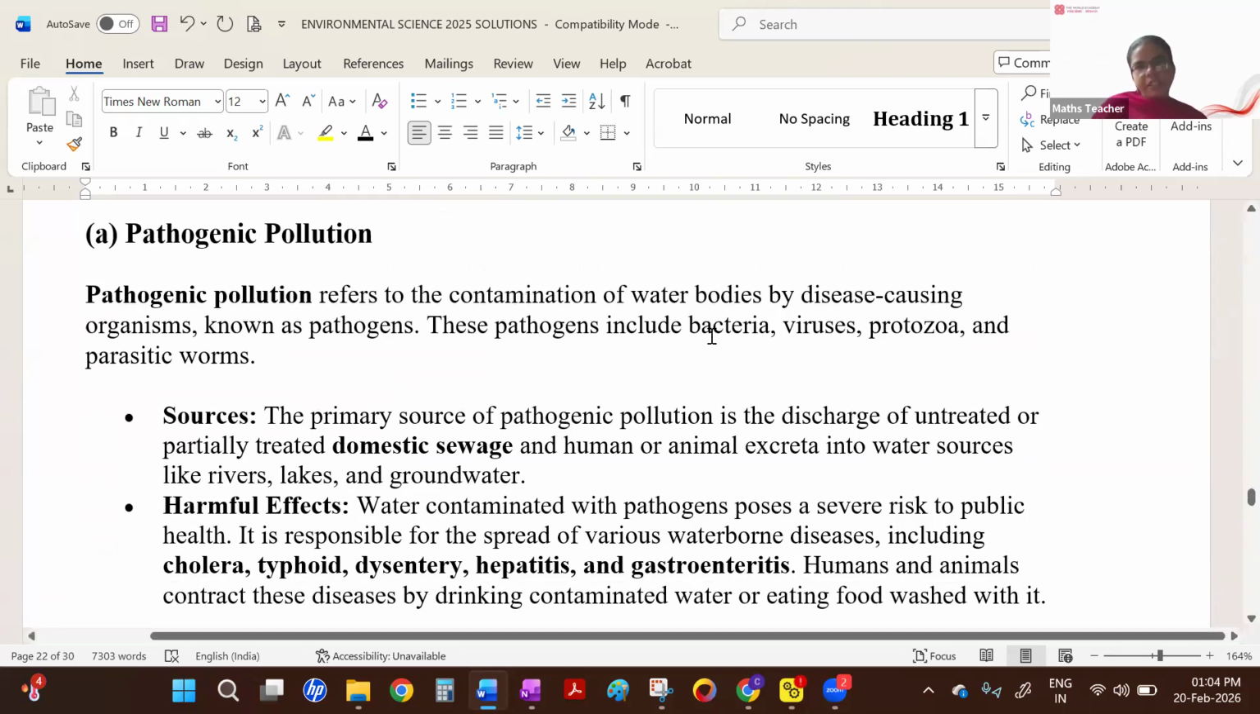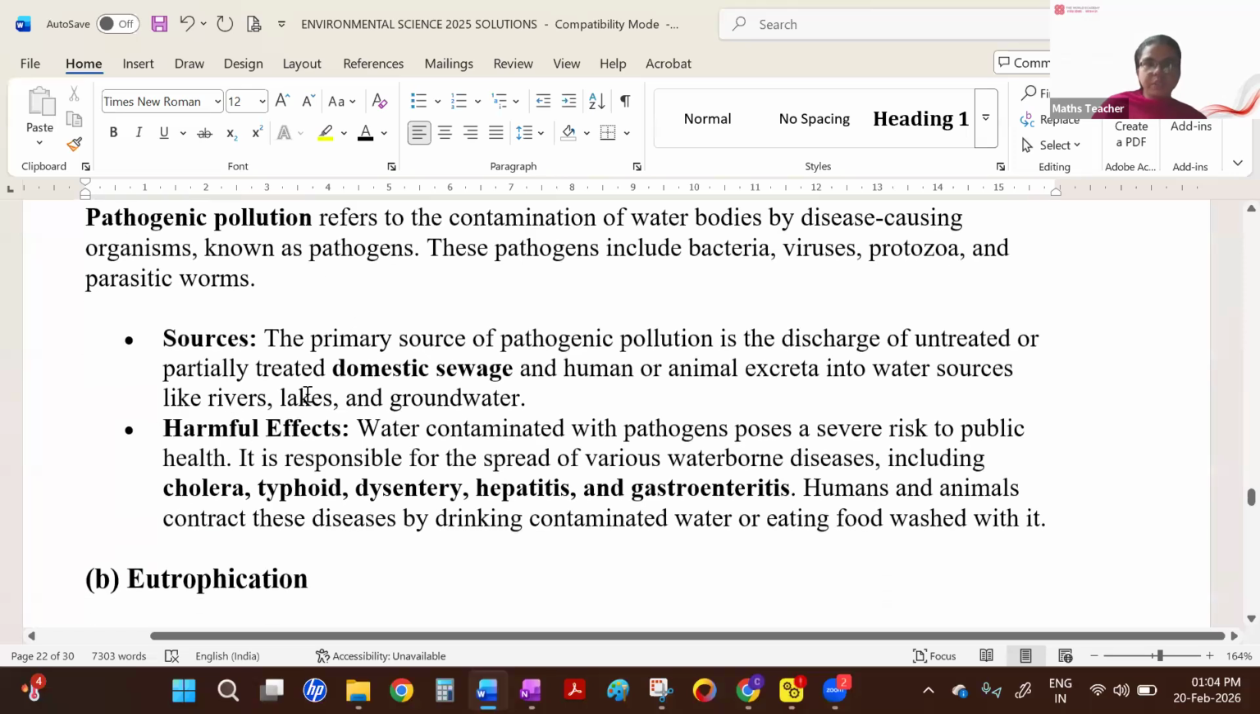So what are the pathogens? Bacteria, viruses, protozoa, and parasitic forms. So what are the sources? Primarily from domestic sewage, right? From wastewater. It contains a lot of pathogens, human and animal excreta. Everything will be mixing with the water bodies, right?